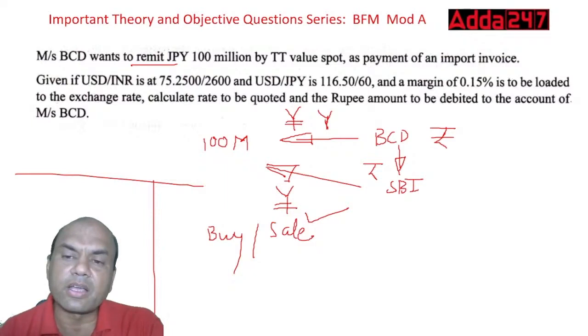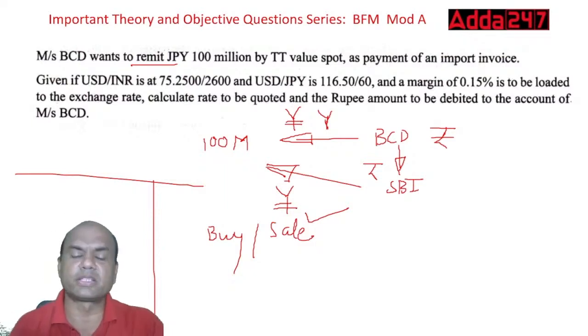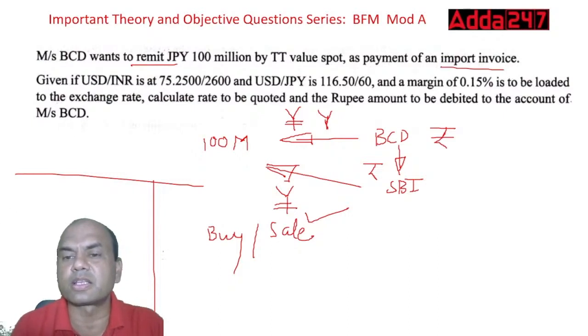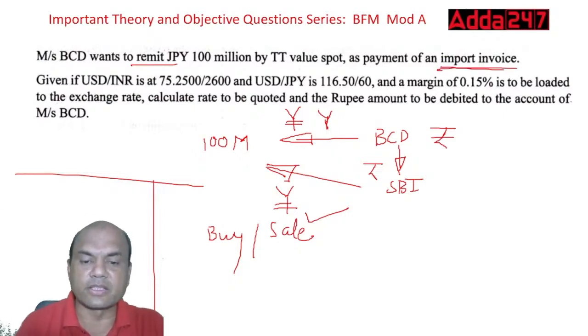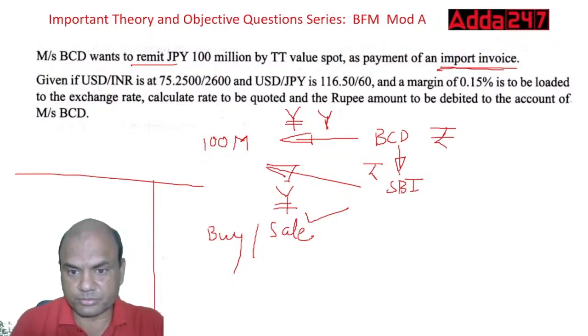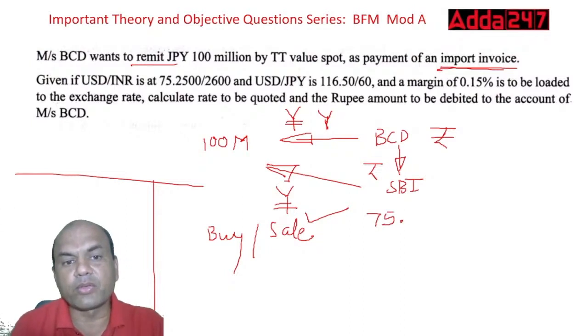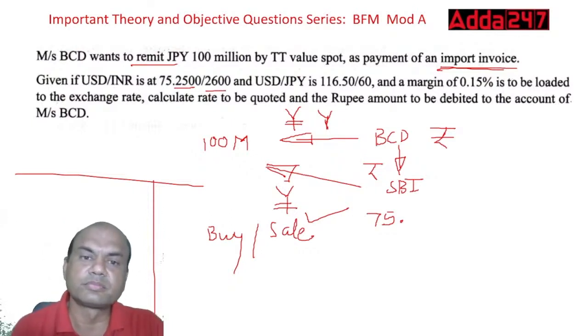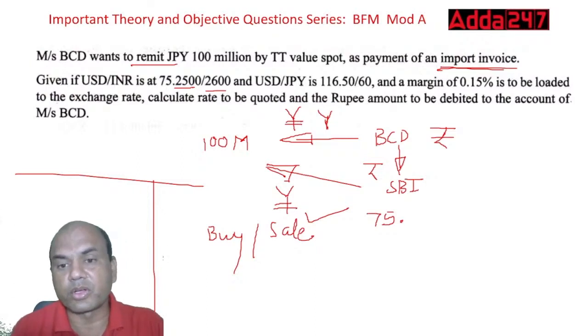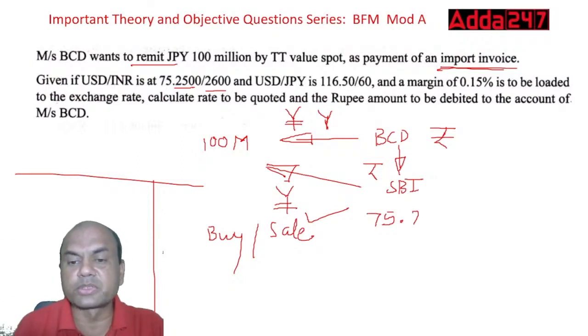So what is the sale rate now? Look at this. Here it's an import invoice. So import means always dollars or other currencies going out. Okay. So what is the sale rate now? See here. Look at the sale rate. 75 point. Should I take 25 or 26? Everyone over here, should I take 25 or 26? I'll be taking 26, correct? I'll be taking 26 here.